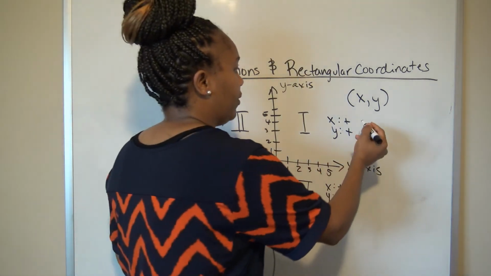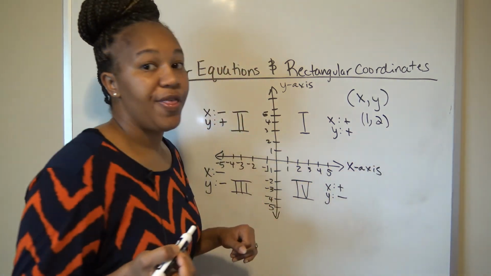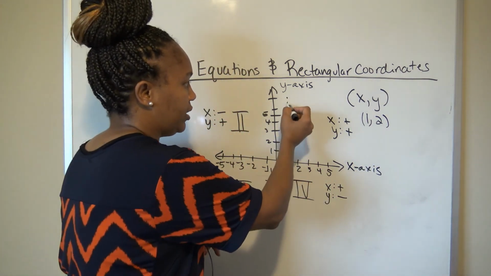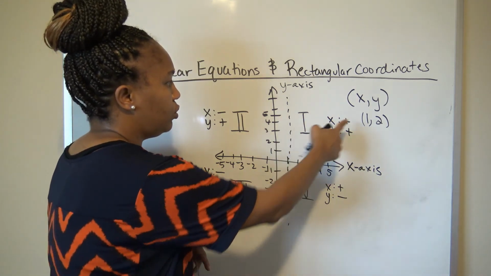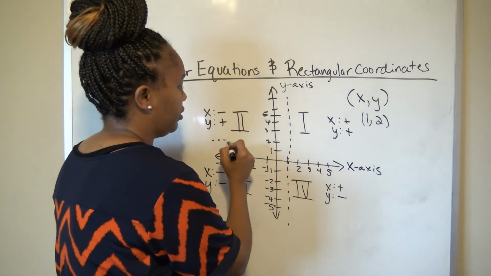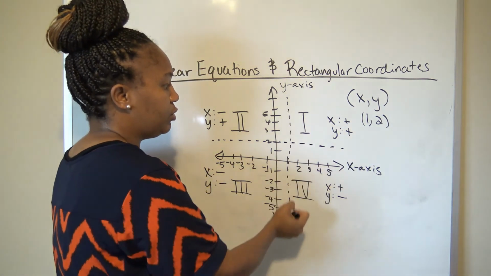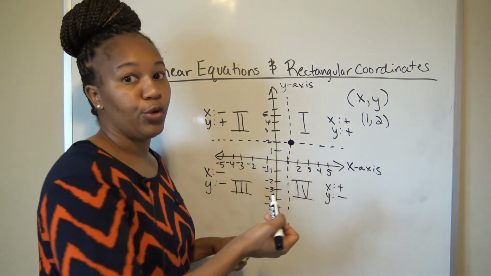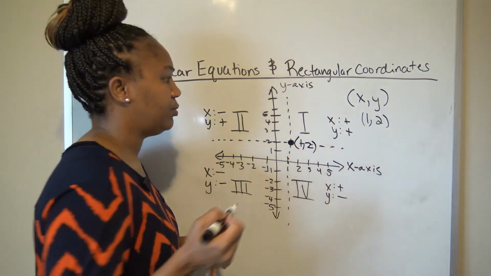For example, if we had the point (1, 2), what that means is that you go to 1 on the x-axis. I'm going to draw a dashed line through 1. You go to 2 on the y-axis, which is here. I'm going to draw a horizontal line through 2. And then where those 2 lines intersect, that's where that ordered pair lives. So this here is the point (1, 2).